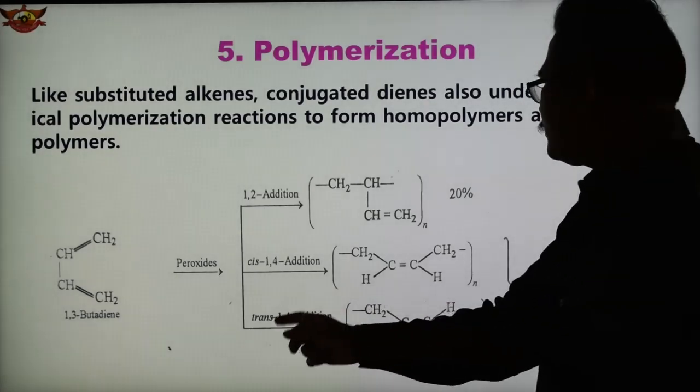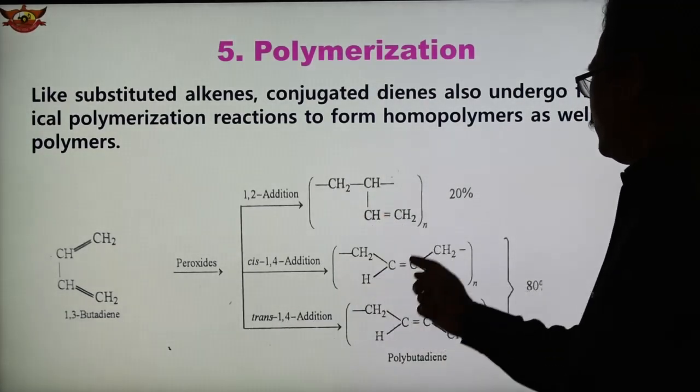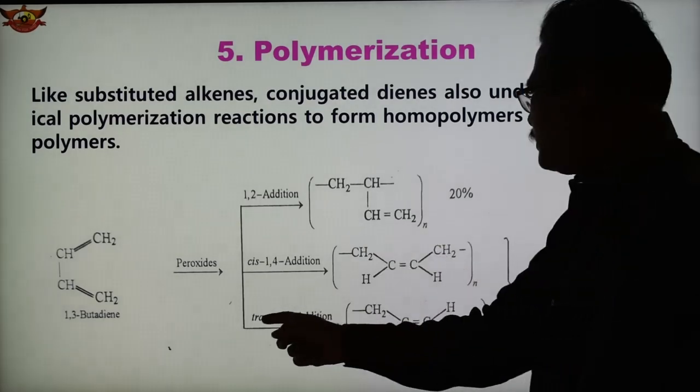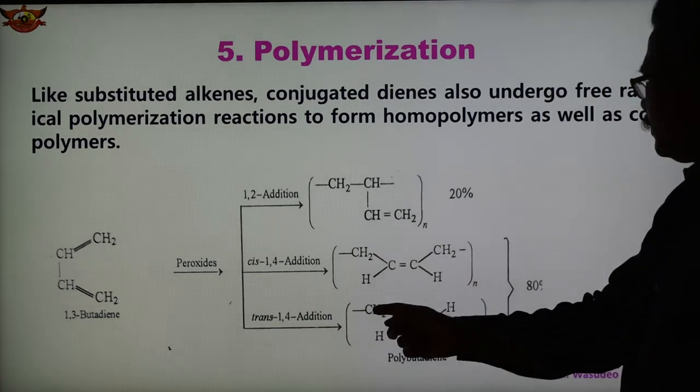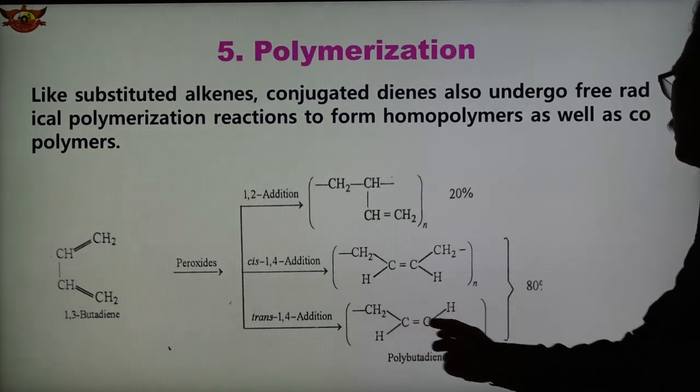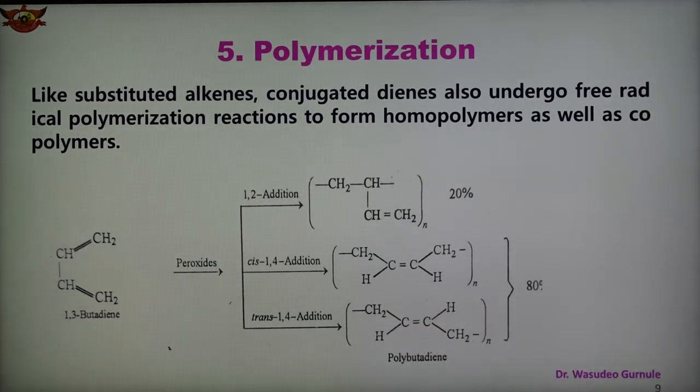And in this case here is a 1,2 addition, but here is a 1,4 addition. 1, 2, 3, 4. So 1,2 addition. This is trans 1,4 addition. So one is here, fourth is here, but the positions are opposite. These two are on opposite sides. Therefore, it is a trans 1,4 addition.